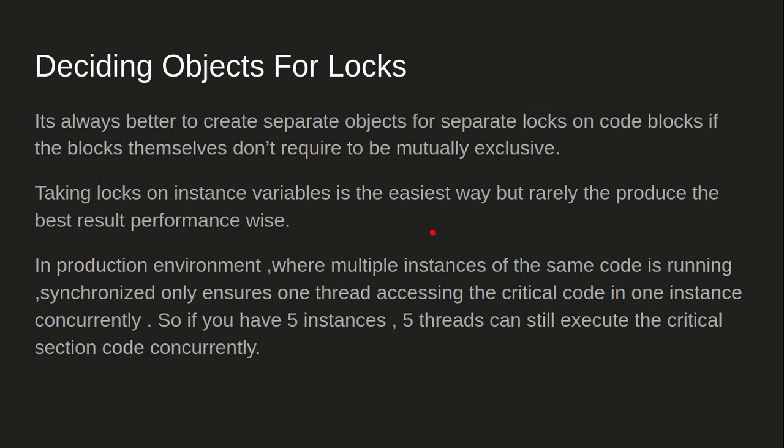Now, one very important concept that I'm going to explain here, which lots of people miss while using synchronization, is about the production environment. Whenever there are multiple instances of the same code running, which is exactly the case in the production environment, the synchronized keyword only ensures one thread accessing the critical code in a single instance concurrently. So if you have 5 instances running, 5 threads can still execute the critical section code concurrently, one thread in each of the instances.